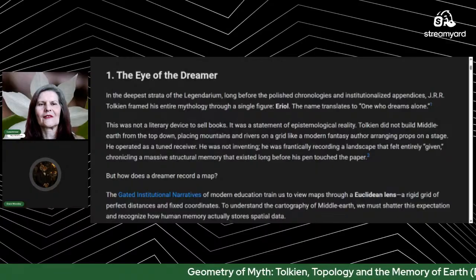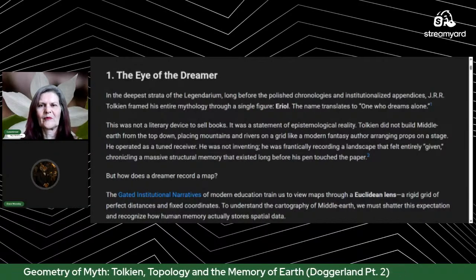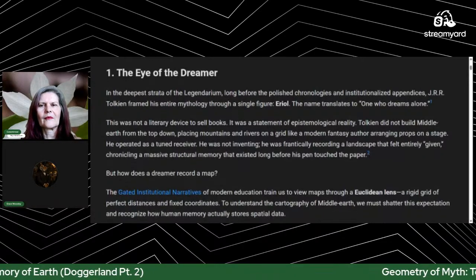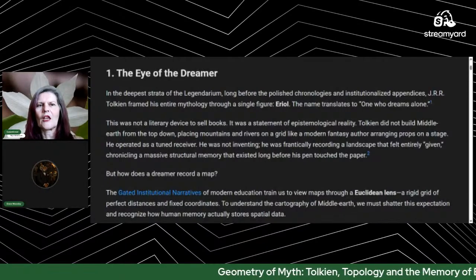In the deepest strata of the Legendarium, long before the polished chronologies and institutionalized appendices, J.R.R. Tolkien framed his entire mythology through a single figure, Ariel. The name translates to one who dreams alone, and he's from the Book of Lost Tales.